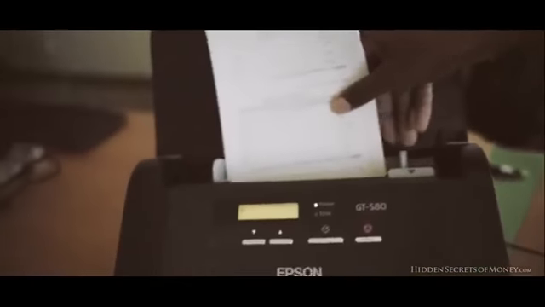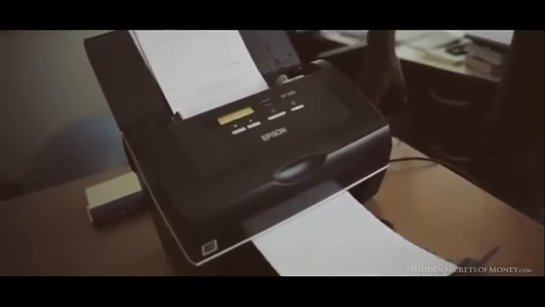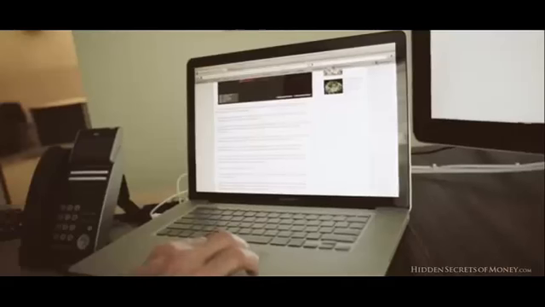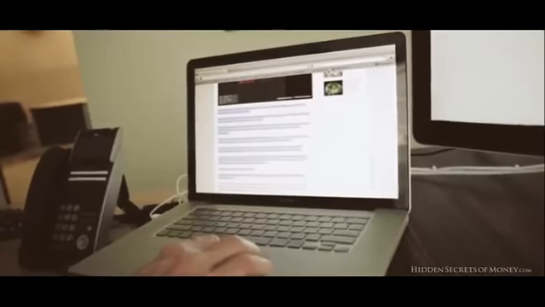Now I could just have an assistant slice and scan my books and turn them into text and email me, and then all I have to do is highlight the text, press a button, and the computer reads to me.